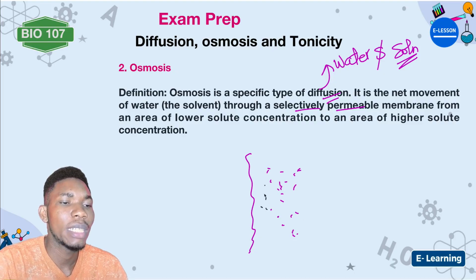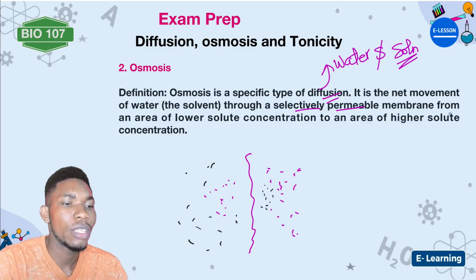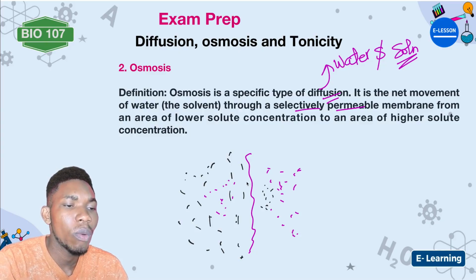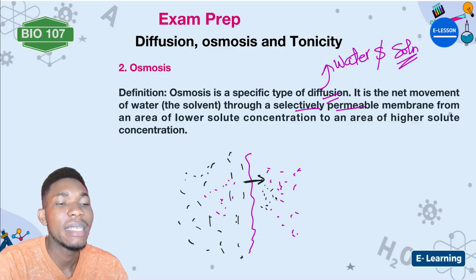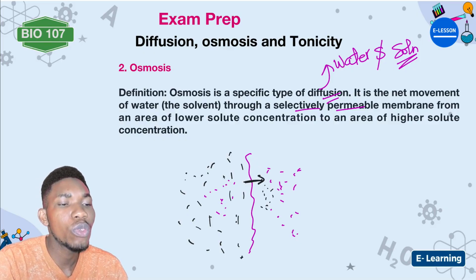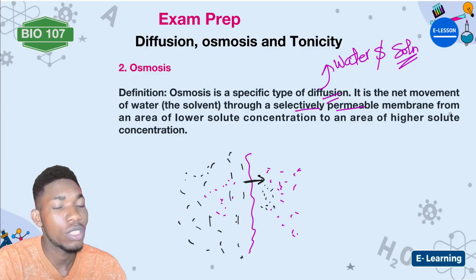Then this is water. The amount of water here is small. Solute concentration here is low. The amount of water here is much. What happens in diffusion is that because the solute concentration is low and water is much here, water will start moving from here to the side that the solute concentration is what? Is high. So it moves water from low solute concentration to high solute concentration.